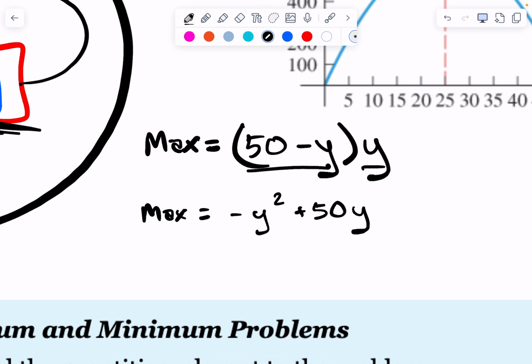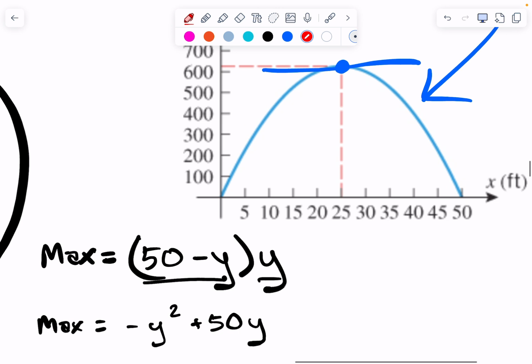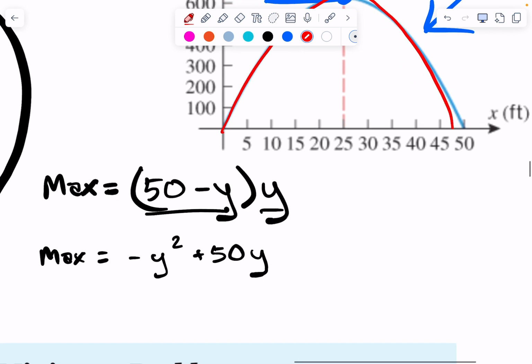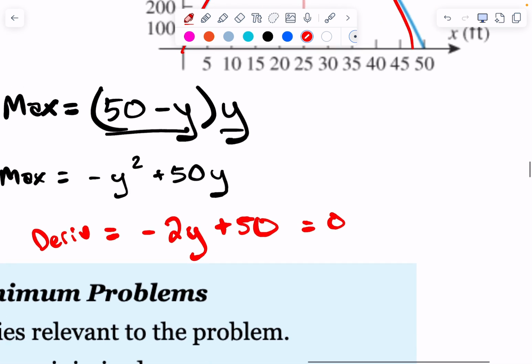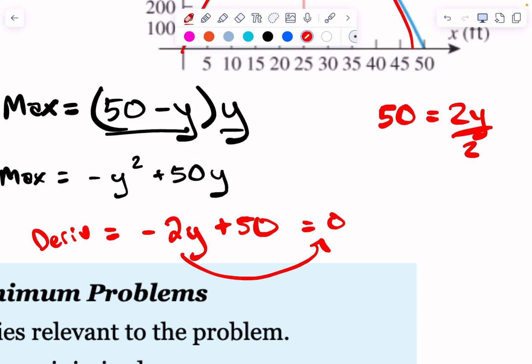That thing is a parabola facing down. It's this guy right here. Okay, and we want to find the maximum. So we take the derivative. The derivative is negative 2y plus 50. Set it equal to 0. I'm going to bump the 2y over, so I have 50 equals 2y. Right? And we already know this answer. We already know that y is 25.